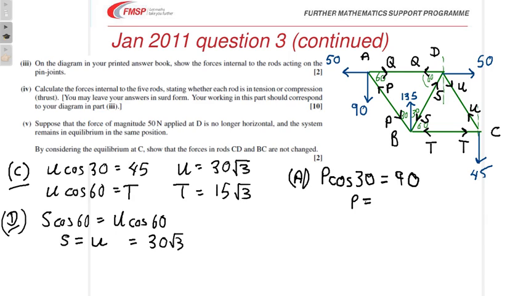What's wrong with my pen? B equals 60 root 3.